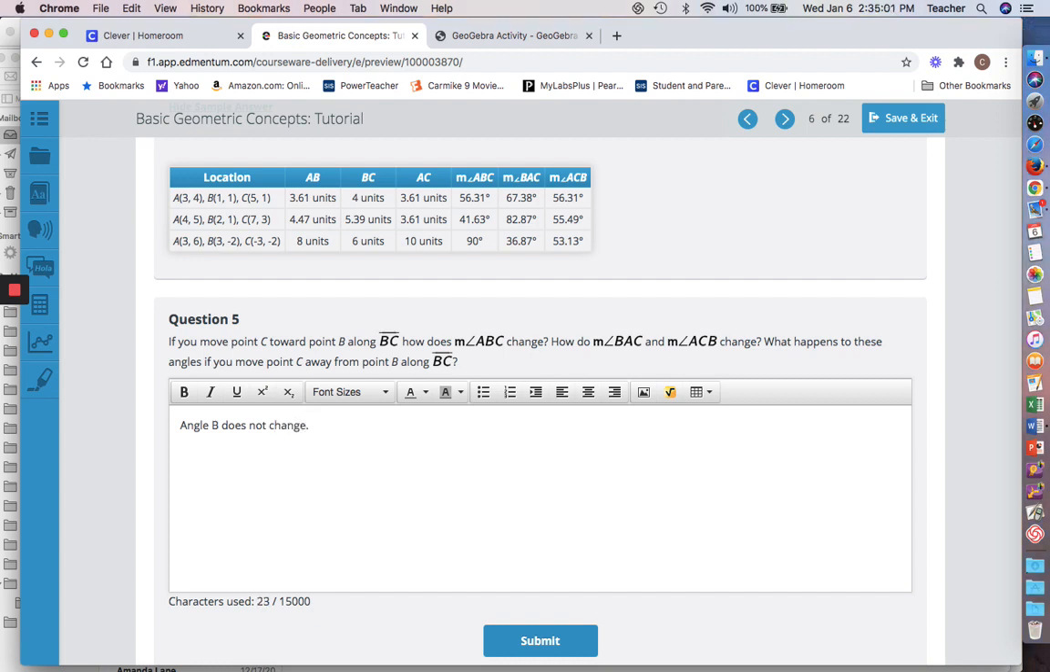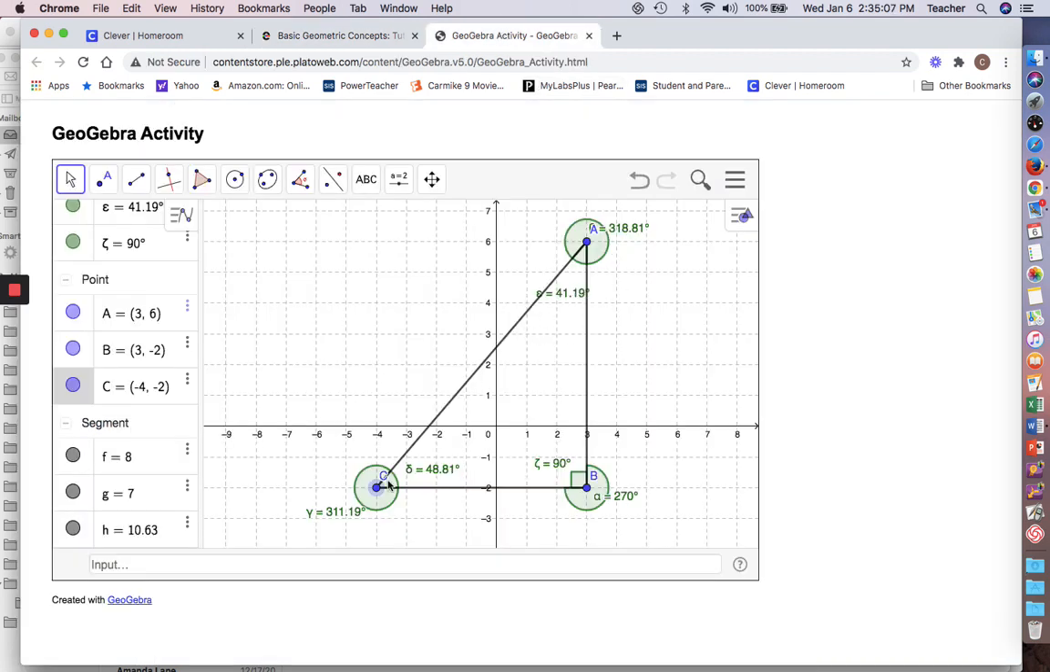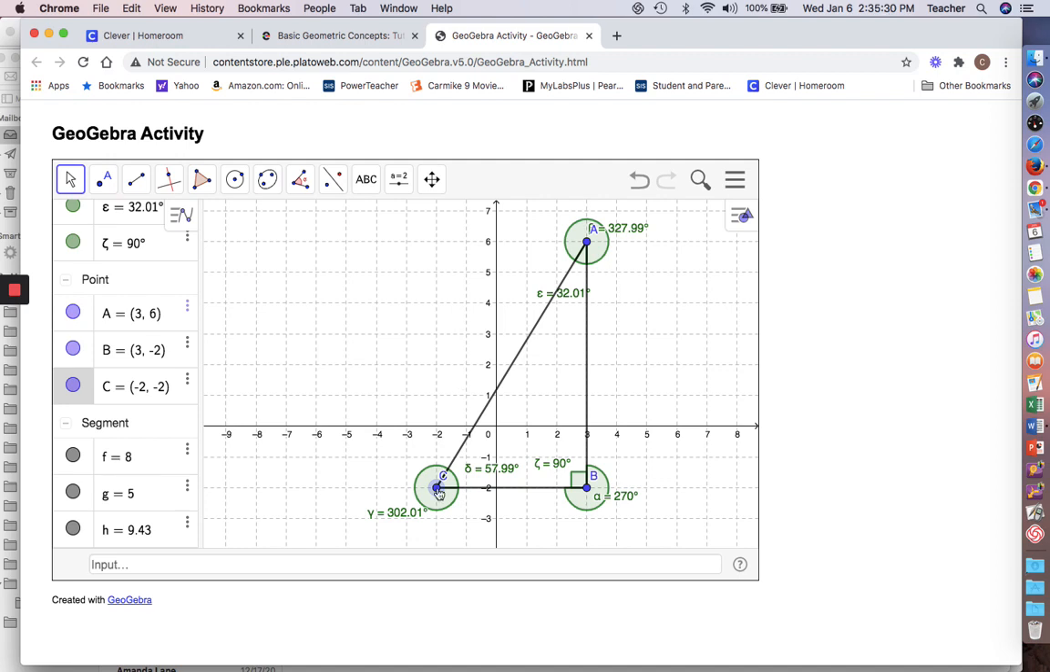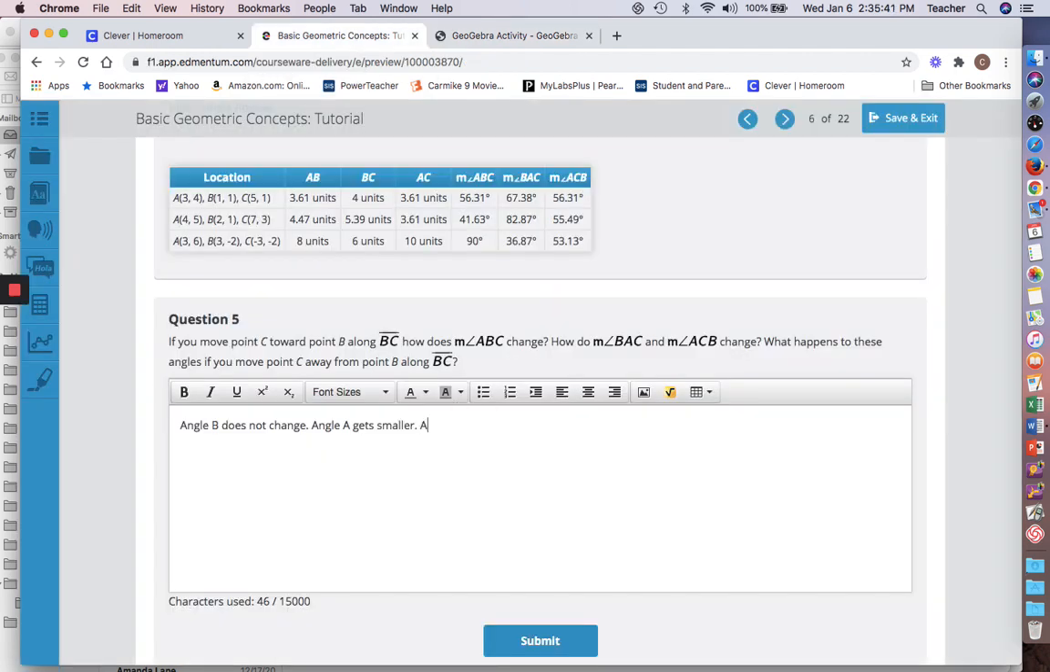There we go. All right, so what happens to angle A? Well, here's angle A. You're watching the 41.19. So if I move it over, oh, it gets smaller, 36.87. Move it over again, 32.01. So it looks like angle A gets smaller. Let's see what happens to angle C. Well, it was back here, so 45, now it's 48, now it's 53, now it's 57.99. Angle C is definitely getting bigger.